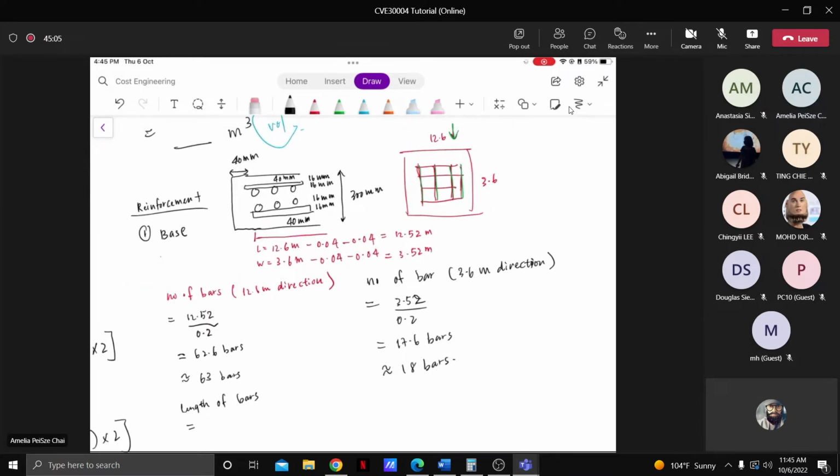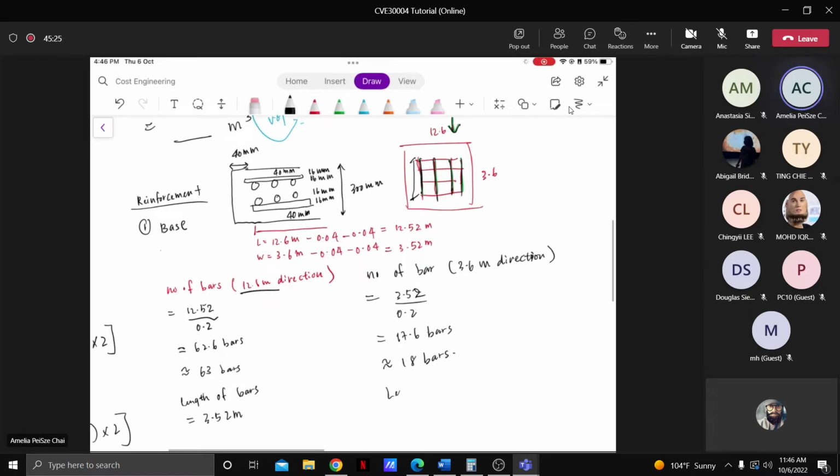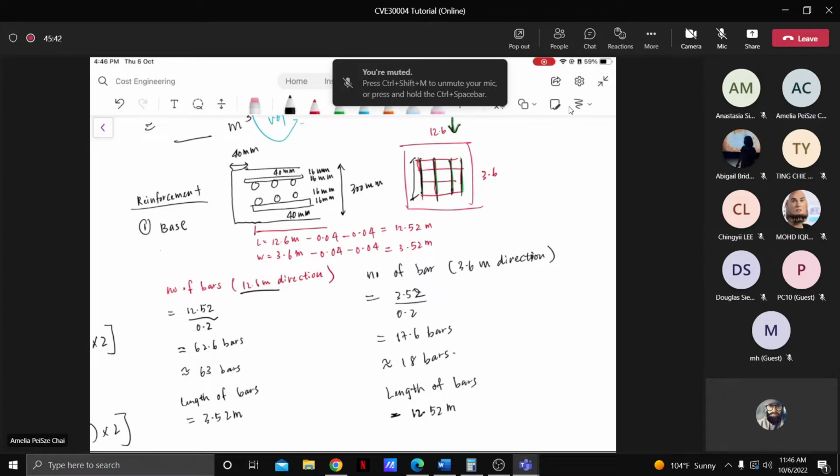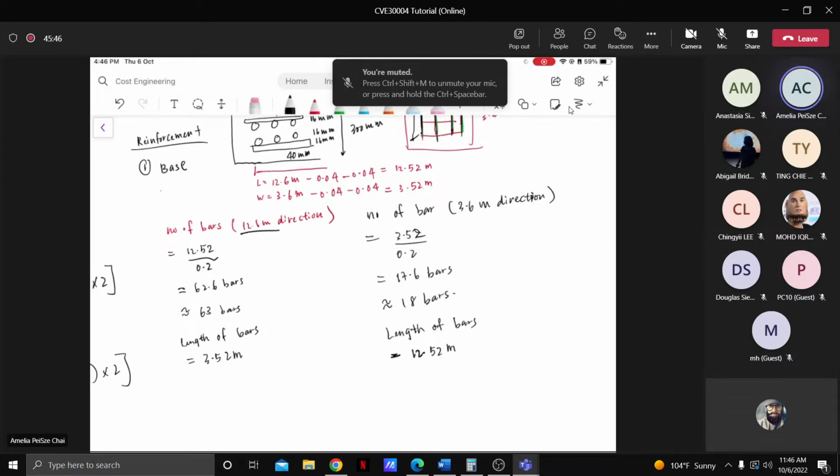Your length. For your 12.6 meter direction, you look at this direction, right? You're counting this 1, 2, 3, 4 there. So your length you take is this length, right? So it's 3.52 meters, right? So the same thing here, length of bars equals 12.52 meters. Okay, until here, all good. Good, huh? Later, the wall one even more confusing, huh?